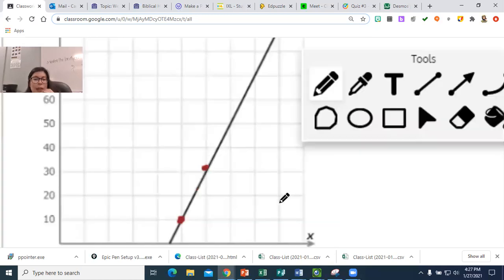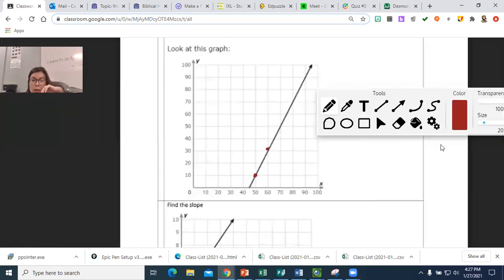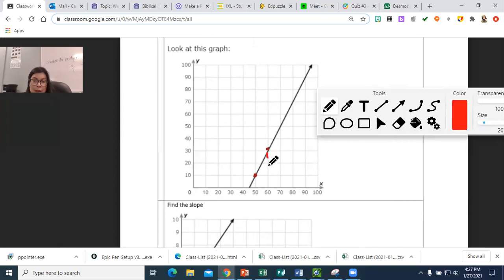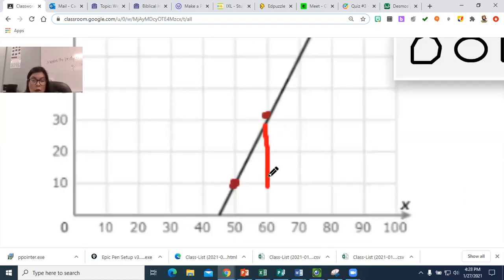Okay. Now there are my 2 points, and now I'm going to count the rise. This is the number that goes on top over the run. So the rise goes this way, and I'm going to count it. I'm not counting points. I'm counting blocks.